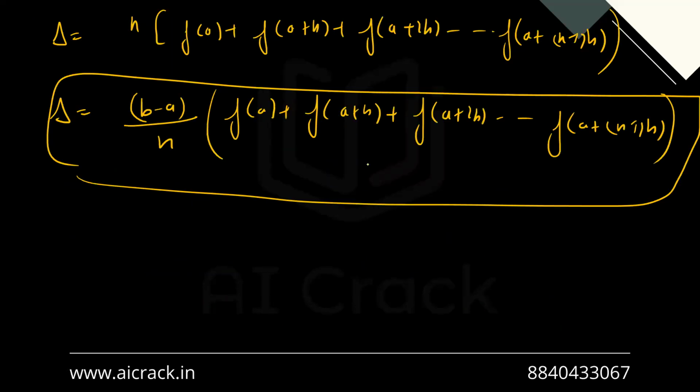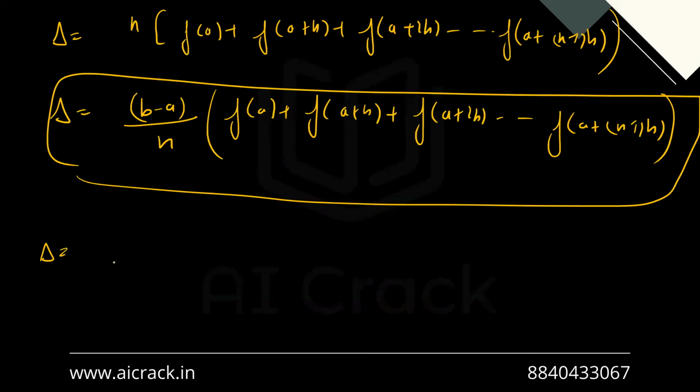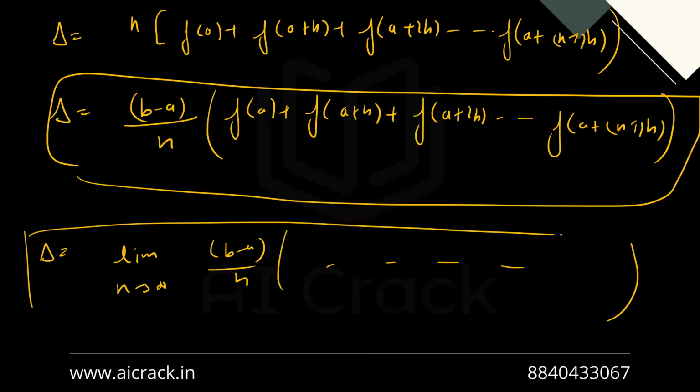Now to approximate the area of this entire curve from points a to b, what is happening? We are missing out this point, this point, this point, and this point, right? So for that we have to apply the limit as n approaches infinity, such that these gaps become negligible, right? So if you apply the limit n approaches infinity, all these gaps become negligible. That's why we are able to estimate the area under the curve. So this becomes delta equals limit n approaches infinity (b-a)/n times this sum, right?